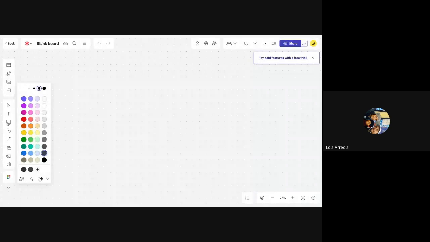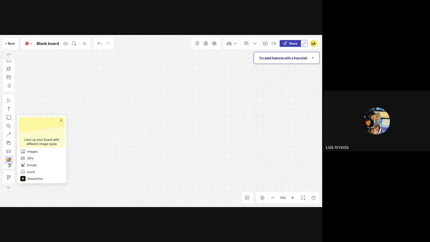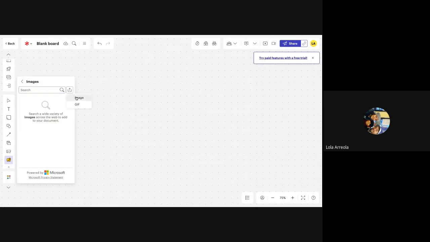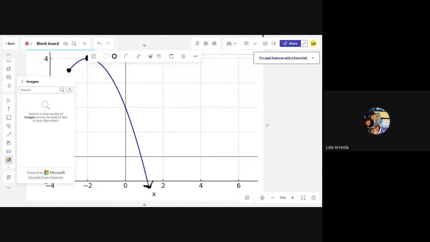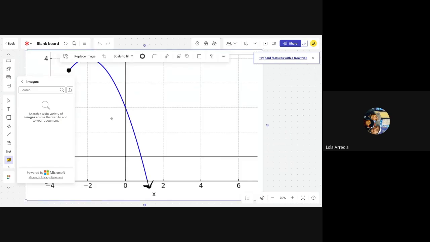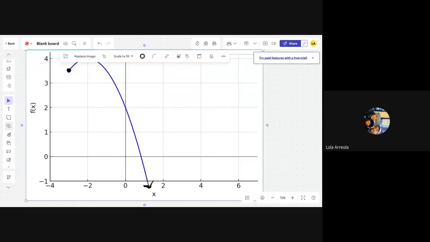How do I upload an image? Images, upload image. I know, a bunch of screenshots. Well, that's how I make the packets. Okay. Now, there's my image. Now I want to draw over this image. I'm pretty sure I can.